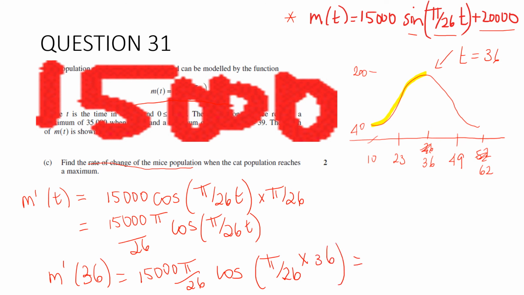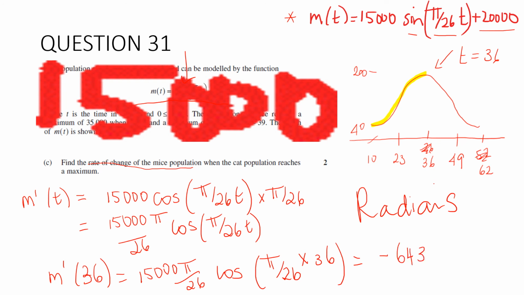Now, do we want degrees or radians? And how can you tell? We want radians. The main way to tell is because of this pi here, and radians have always got pi in them, but almost all of your graphs are going to be in radians. So into the calculator, it gives us negative 643.